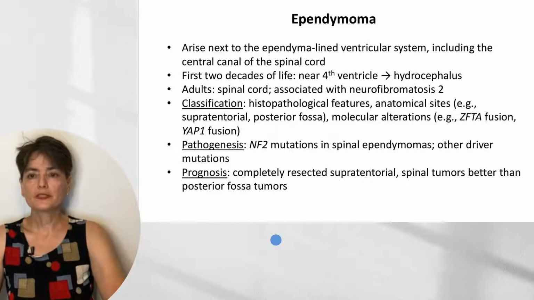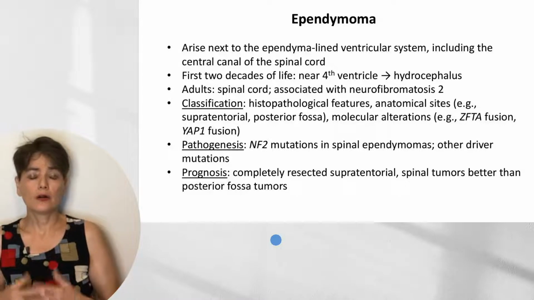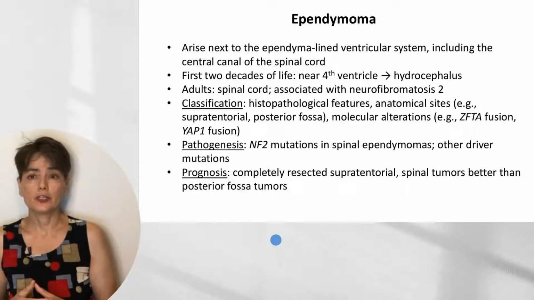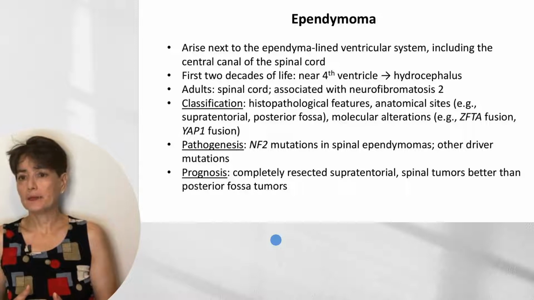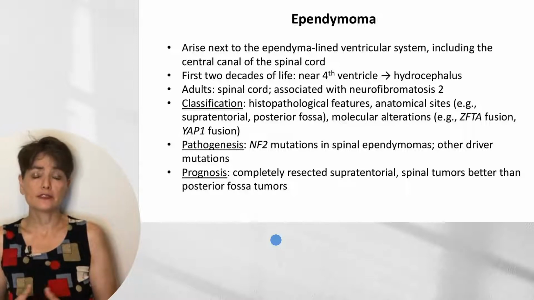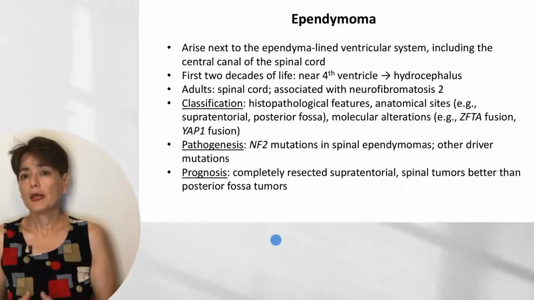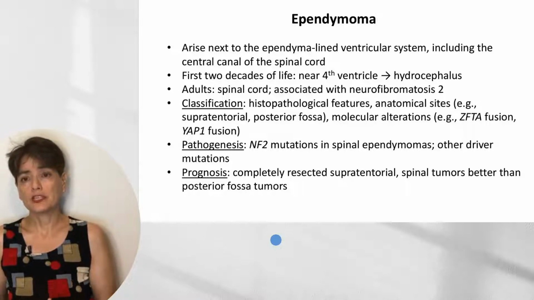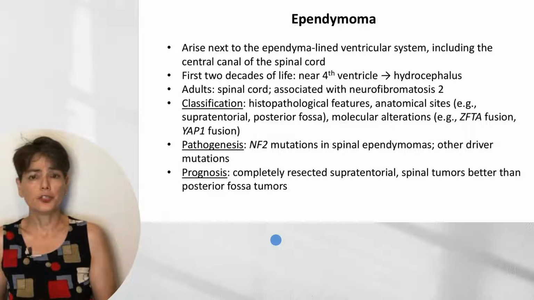All right, this brings us next to ependymoma. So ependymomas can arise in any age group, but are most common in children and young adults. So they arise next to the ependymal-lined ventricular system, including the central canal of the spinal cord. However, in the first 2 decades of life, they typically arise near the fourth ventricle and classically will lead to hydrocephalus. In adults, however, you can see them in the spinal cord, particularly in patients who have neurofibromatosis too.